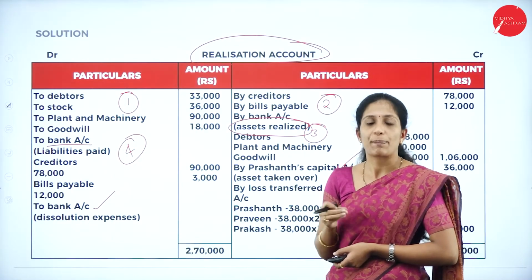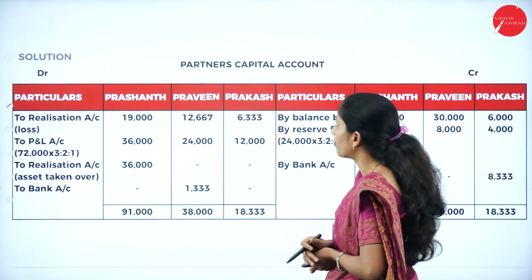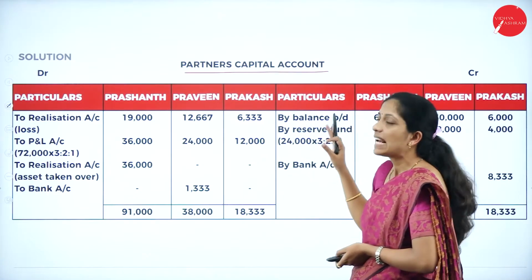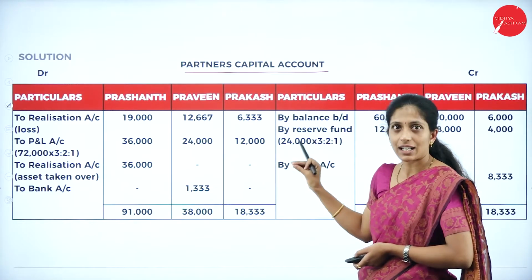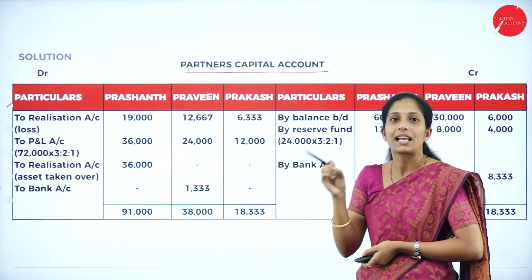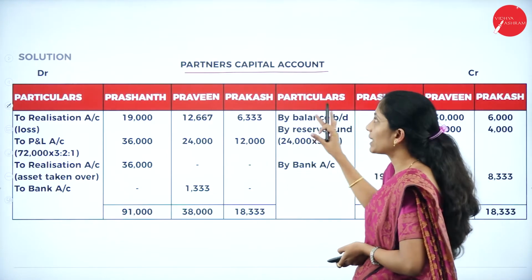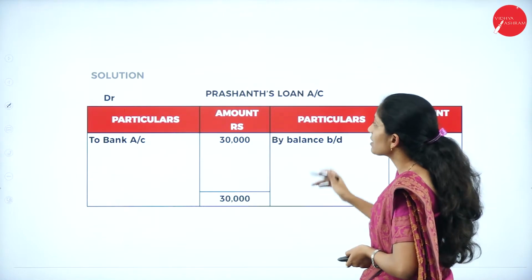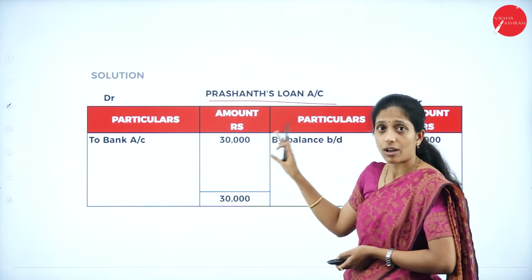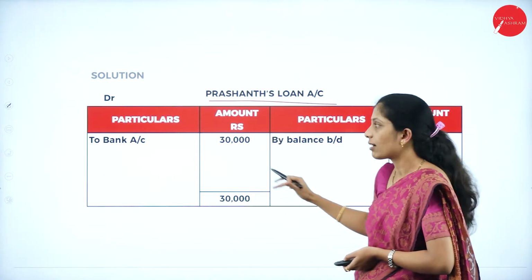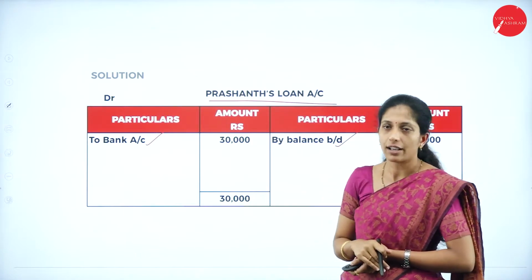Whereas the revaluation account is prepared during admission and retirement, the realization account is prepared during dissolution of a partnership firm. The next account to be prepared is the partners' capital account, same as in admission and retirement. Here you will record the items and see in the realization account whether any amount has been transferred to the partners' capital account or not. That will be taken in the partners' capital account. Next is the loan account. If any partner has provided a loan, we have to maintain that partner's loan account. We will bring down the balance. Next, you have to record it as to bank account, that is payment of that loan.